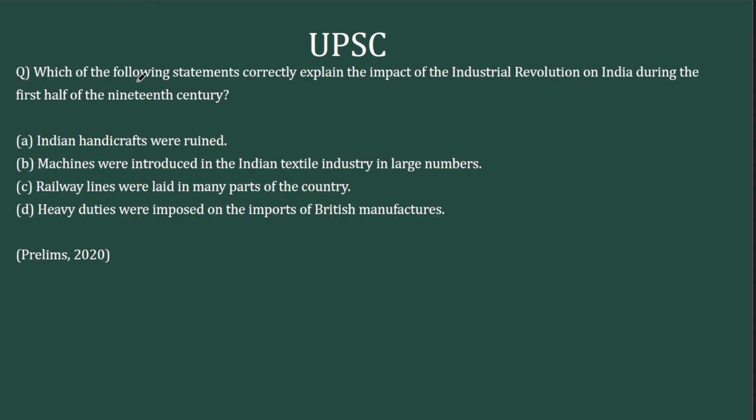The first question: which of the following statements correctly explain the impact of the industrial revolution on India during the first half of the 19th century? Here two things you have to keep in mind. First is the impact of the industrial revolution. Second, first half of the 19th century. That means from 1800 to 1850.